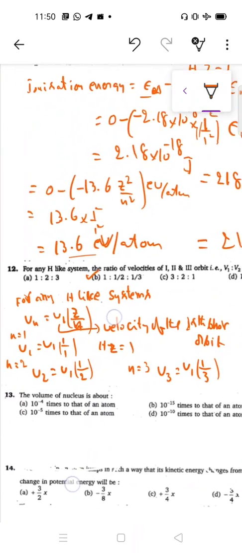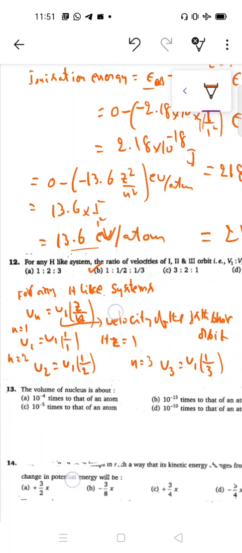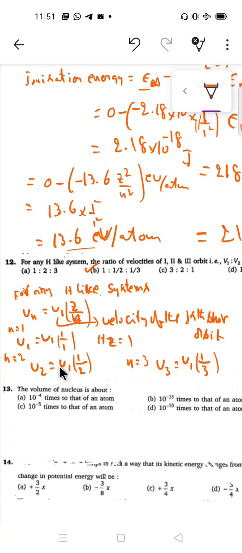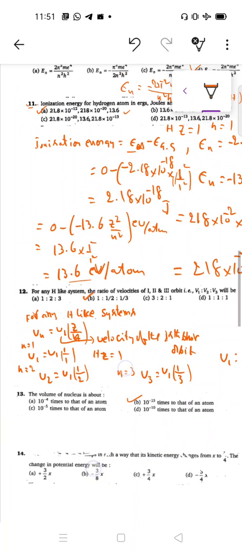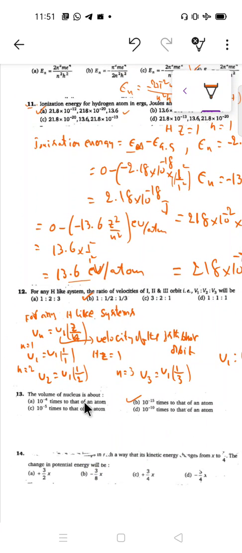Next, the volume of the nucleus is about, this is a fixed concept: the volume of the nucleus is about 10 to the power of minus 15 times that of the atom. The nucleus is very small compared to the atom. It is about 10 to the power of 15 times smaller. This is the fixed concept.